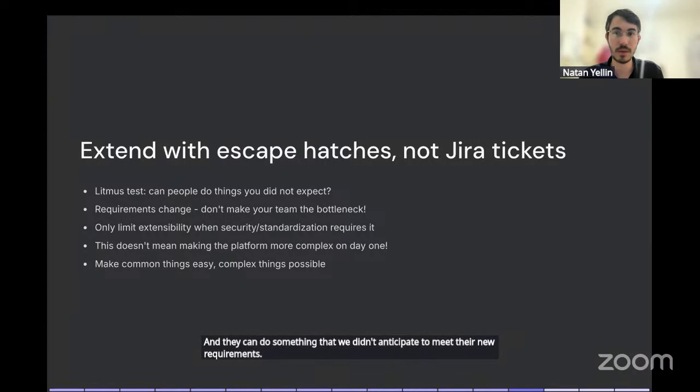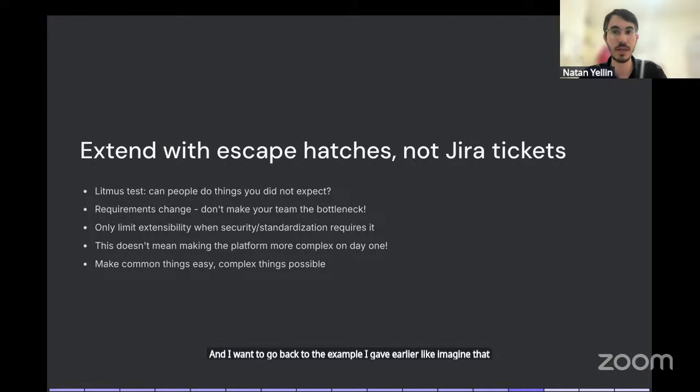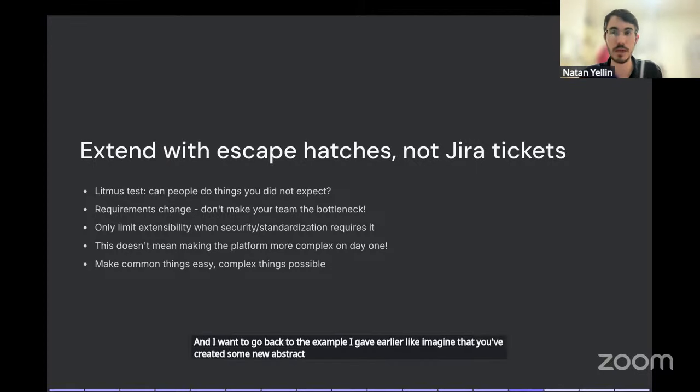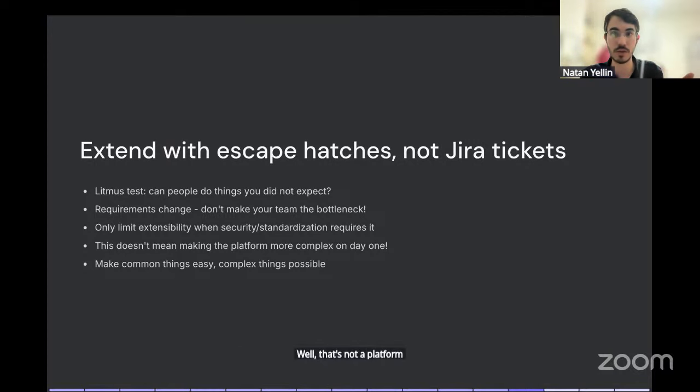And I'm going to go back to the example I gave earlier. Imagine that you've created some new abstraction layer on top of Kubernetes and you're abstracting away the Kubernetes, and everyone can only work with some very strict subset that you define. Well, that's not a platform, because people can't extend it. They can't do things you didn't imagine.